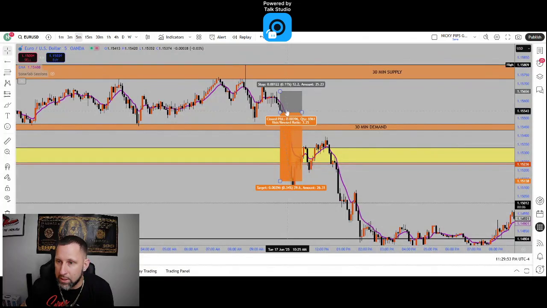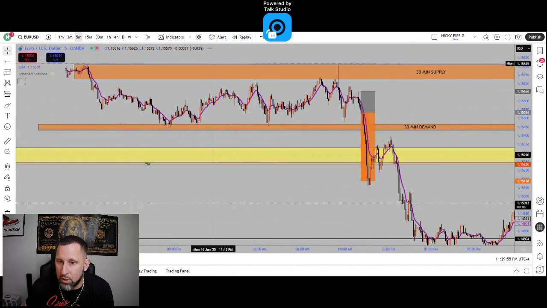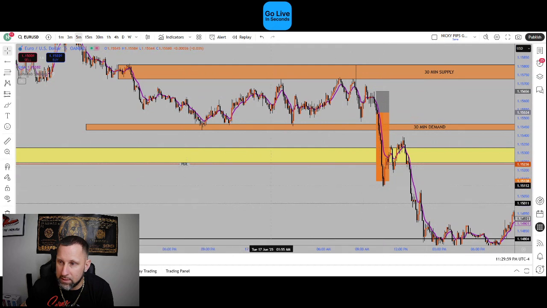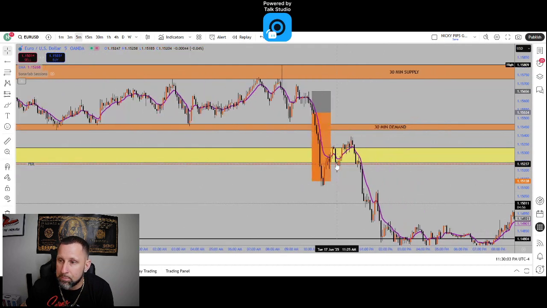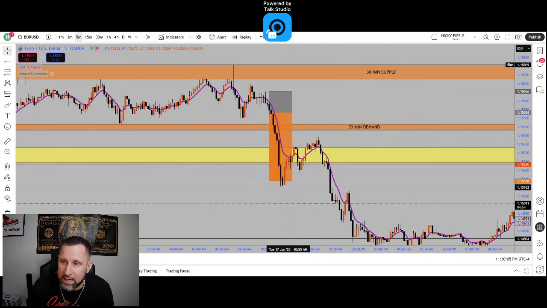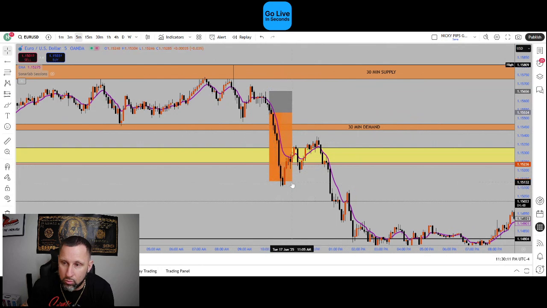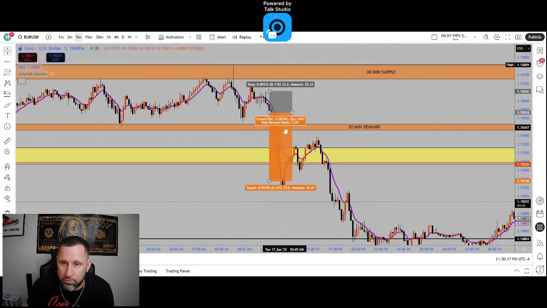So we ended up targeting a 1 to 3. Initially, my target was this previous day low, which we hit, but I ended up having a runner position. So of course I let it run, and I got out right at the right time, in my opinion. I could have gotten out right here, but I got out with a perfect 1 to 3 risk to reward. So that's perfect.